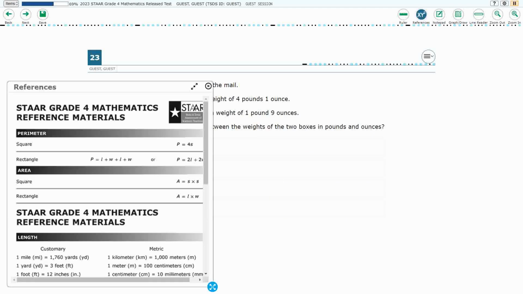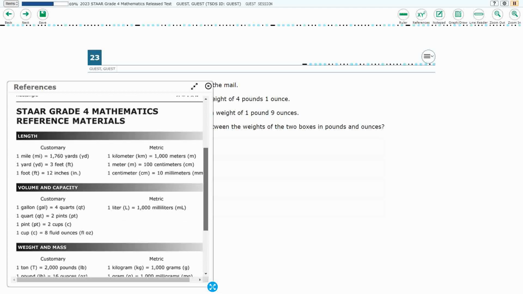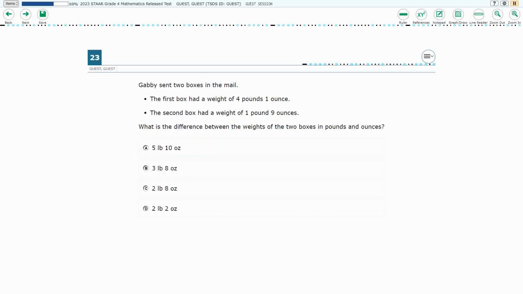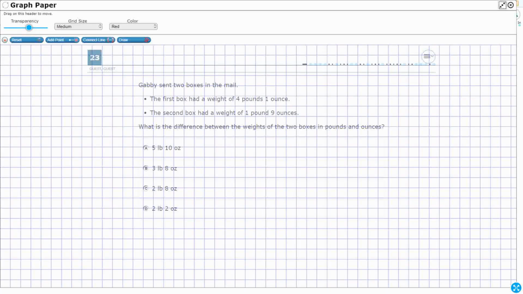What do we know about these things? Well, if we're not sure, let's go to our reference materials, right? And we're going to look at our weight and mass. 1 pound equals 16 ounces. Okay, so we've got a few different options here. I'll draw a picture first, because what do we have? 4 pounds, 1 ounce. All right, so what I'm going to do here is I'm going to write 1 pound equals 16 ounces. You know what I'm going to do? I'm going to draw a 4 by 4 square. Just going to do it like this.